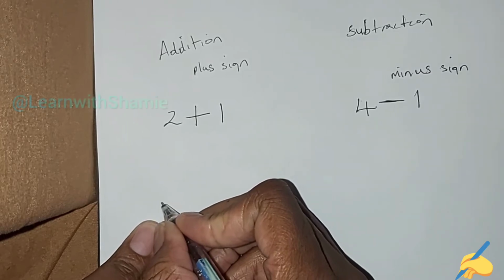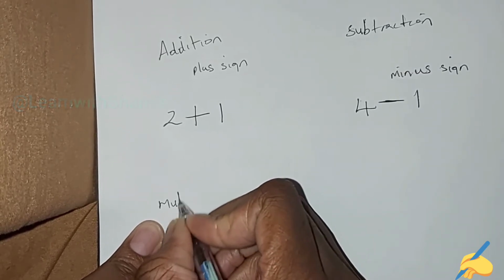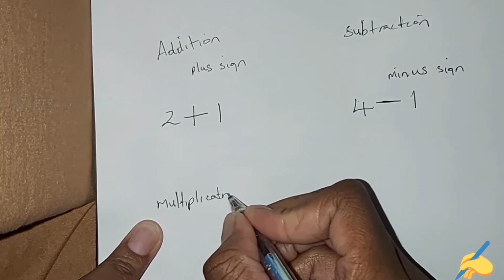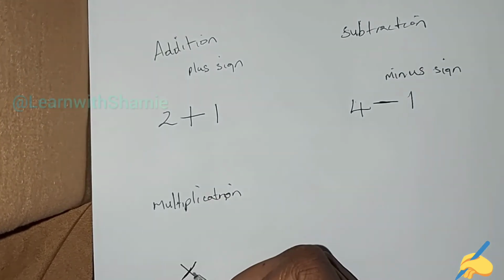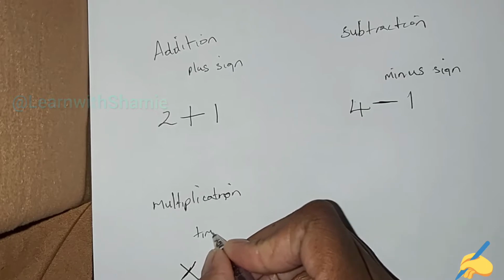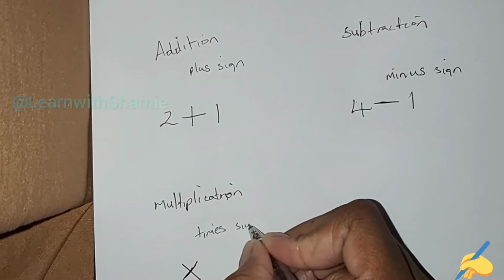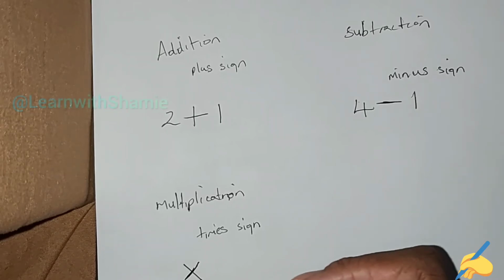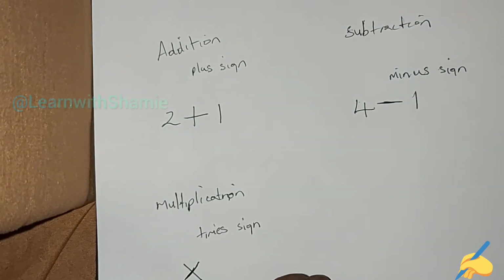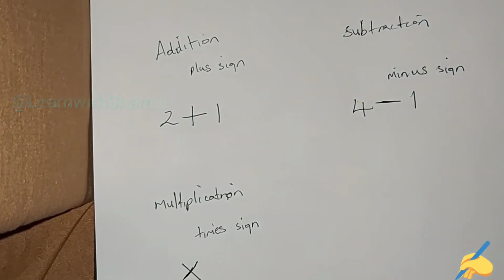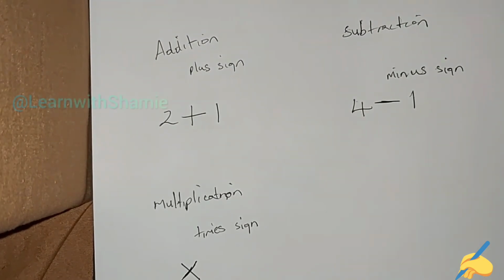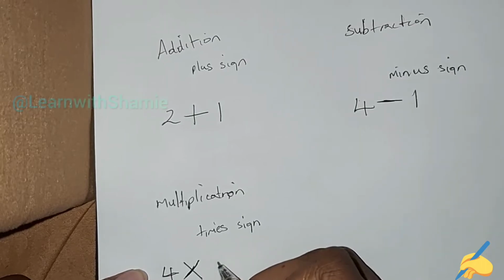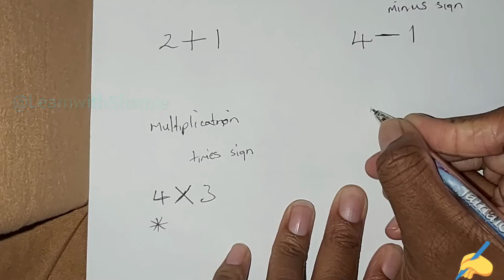For the multiplication operation, we use the times sign, which looks a lot like an X. And sometimes the asterisk may be used as a multiplication sign as well. So you'd read like this: 4 times 3.